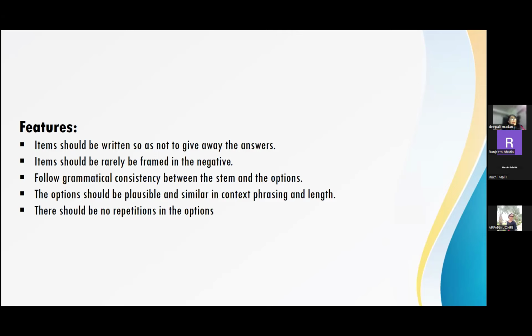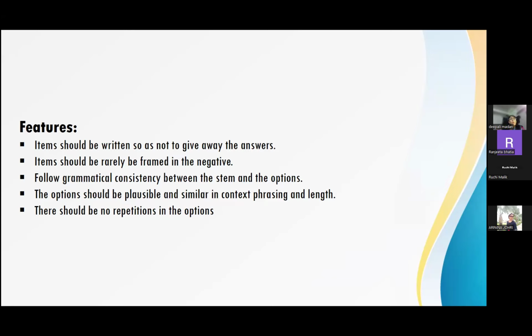Follow grammatical consistency between the stem and options. Now, when you are creating your options, if one of the options is extremely big and the other three are small, the students are smart enough, they'll know that either this is the answer or this has to be completely ruled out. So the distractors have to be all of the same length, and there should be some consistency in them. And then they should be plausible, and they should be similar in context, phrasing, and length, and there should be no repetitions in the options.